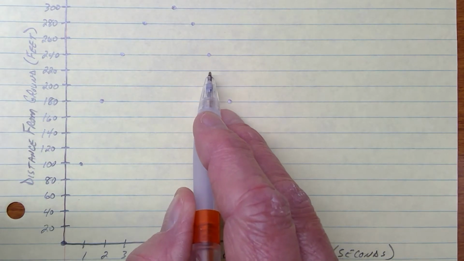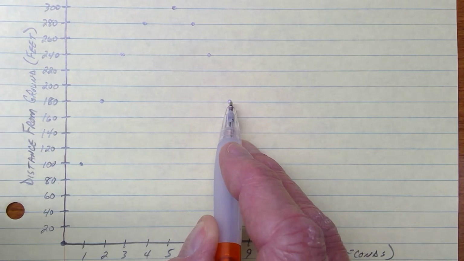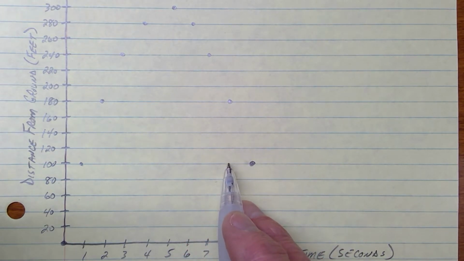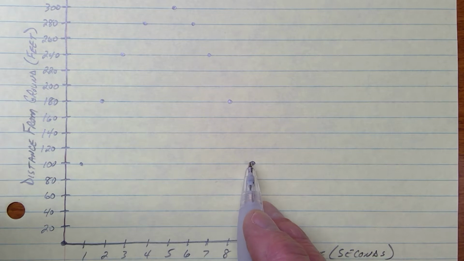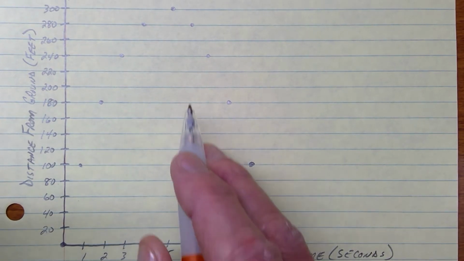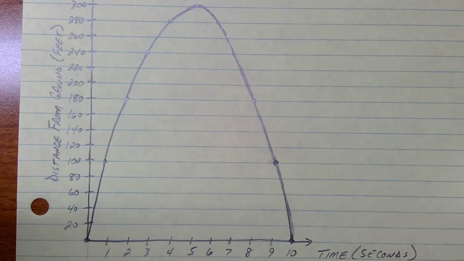The next second, 20, 40, 60. Now it's going 60 feet per second for the next second. 20, 40, 60, 80. Now it's going 80 feet for the next second. And then finally, it's back up to its original speed, 20, 40, 60, 80, 100 feet over the next second. And you see that makes a nice parabola. Let's go ahead and sketch that in.